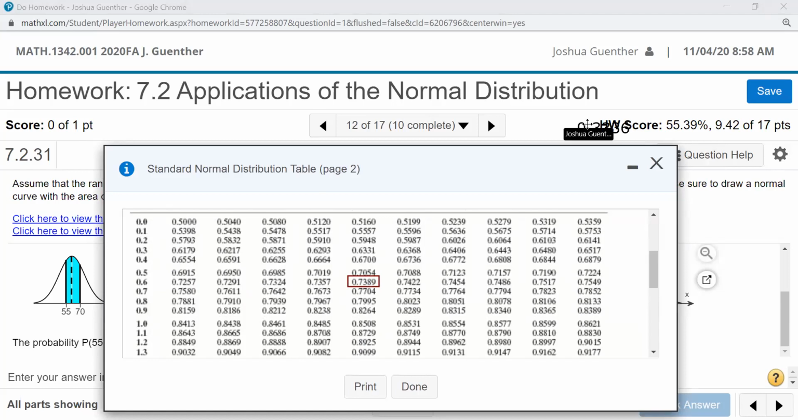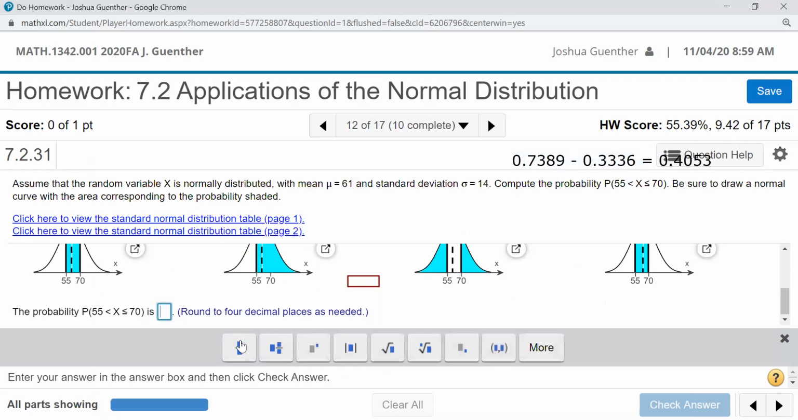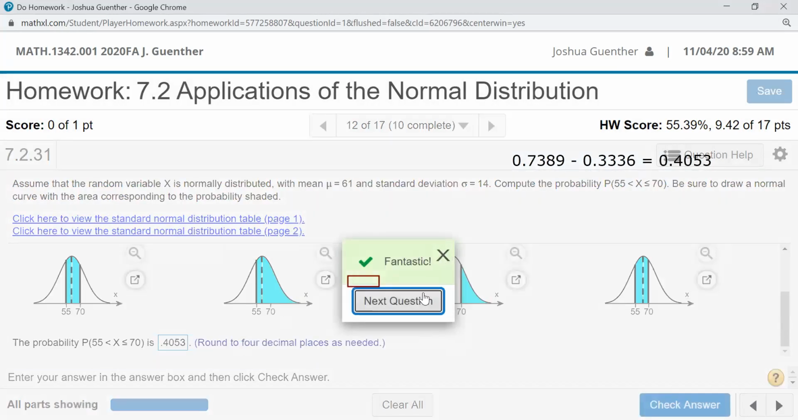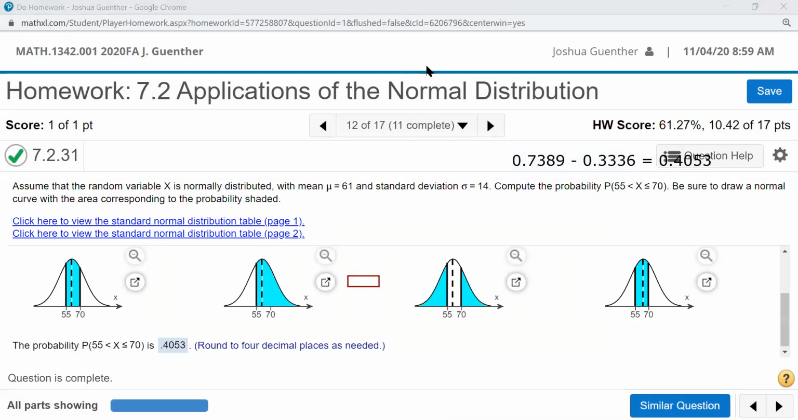So then the calculation is going to be 0.7389 minus 0.3336. I'm just, again, going to use a calculator here because I'm a real American hero. 0.4053. And that's going to be our answer. And it should accept that because we had to fudge some of the numbers. Cornelius Fudge.